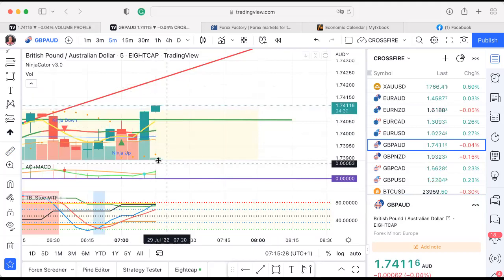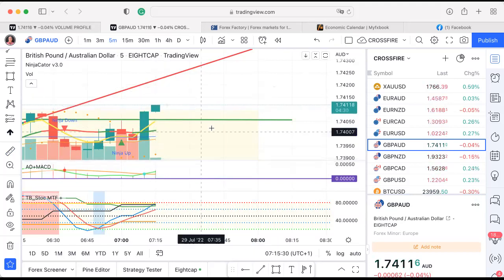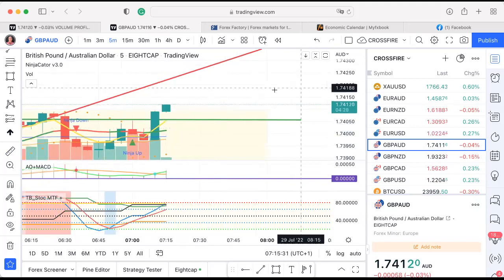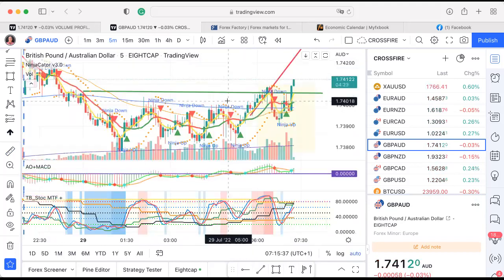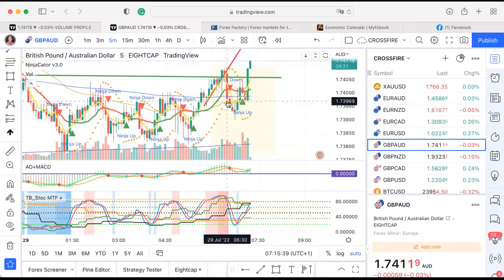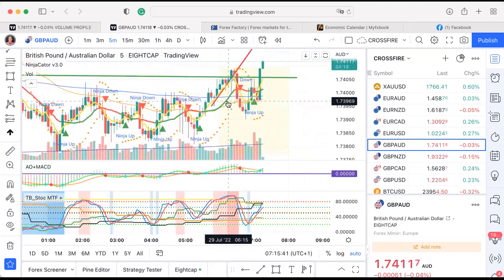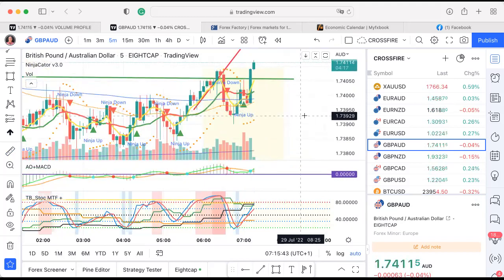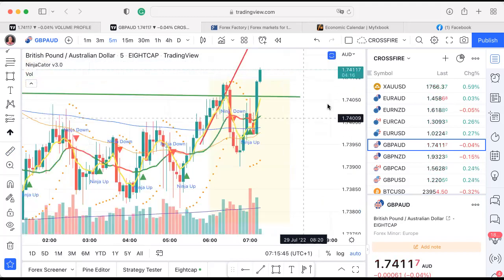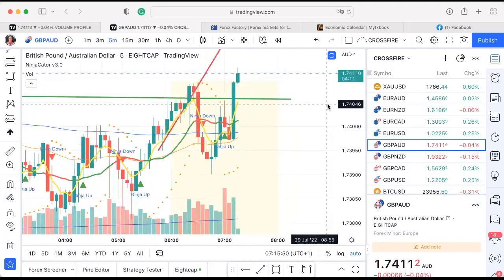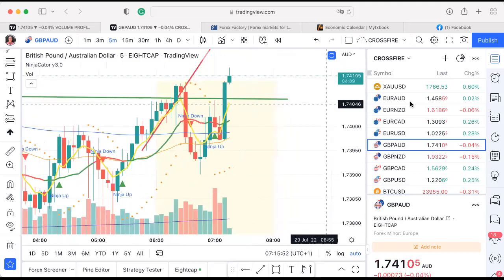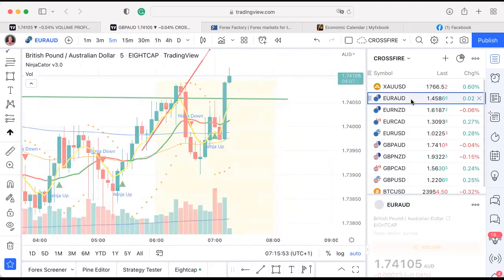Buyers are still in control. PSAR's below the price. Let's just see, did we have a ninja up? Yes, we've had a ninja up. So that's looking good. I'll just watch this and then I'm going to call it a day. Quickly look through the others.